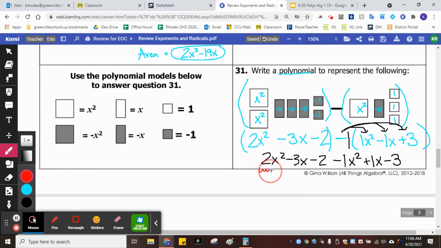Combine like terms. Write it highest exponent to lowest exponent. Highest exponent, x squared. So 2x squared minus 1x squared is 1x squared. Negative 3x, positive 1x is negative 2x. And negative 2 and negative 3 is negative 6.